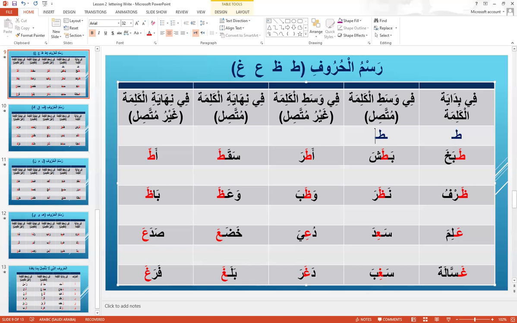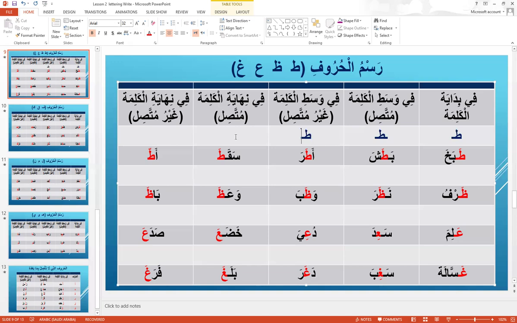Ta in the middle of the word, not connected. Ta at the middle of the word, not connected. So you write Ta normally. Then it has its connection on the left by default.